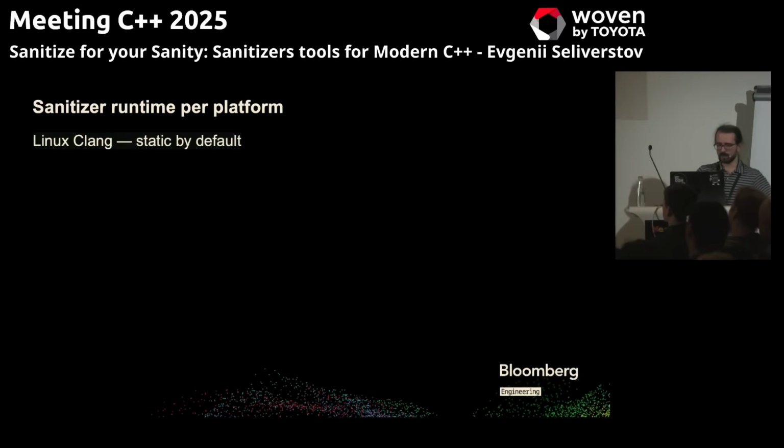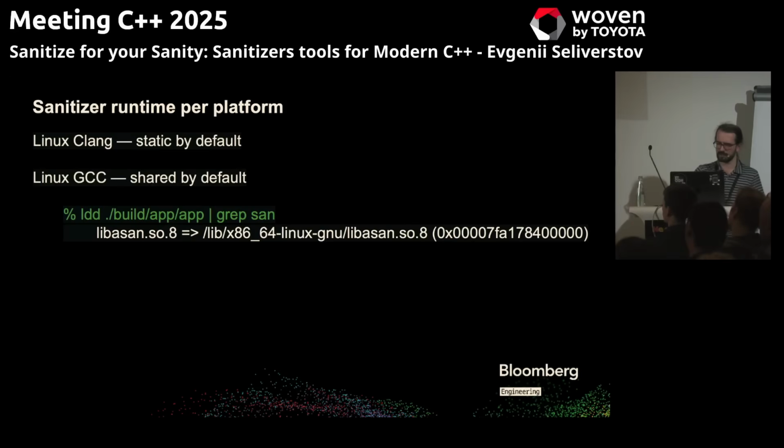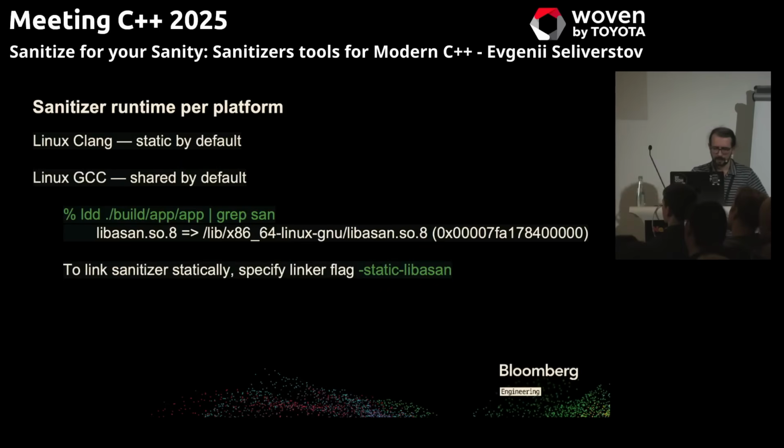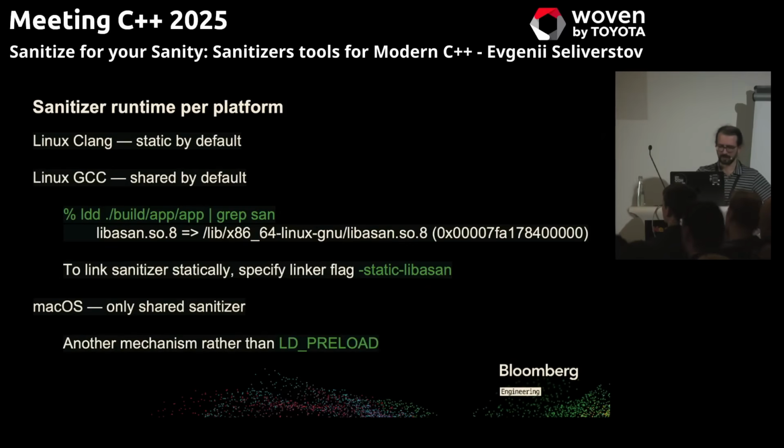So how does it work for different platforms? Actually, for Clang and GCC, you can observe different behaviors. The sanitizer runtime could be static or shared. You can easily identify it by checking this, and you will see in a minute how it works and what problems it could cause for you. You can actually switch behavior by specifying some linker flags. It's totally fine. For different systems, there is only one approach to use only shared sanitizers, but yeah, please be aware of this.